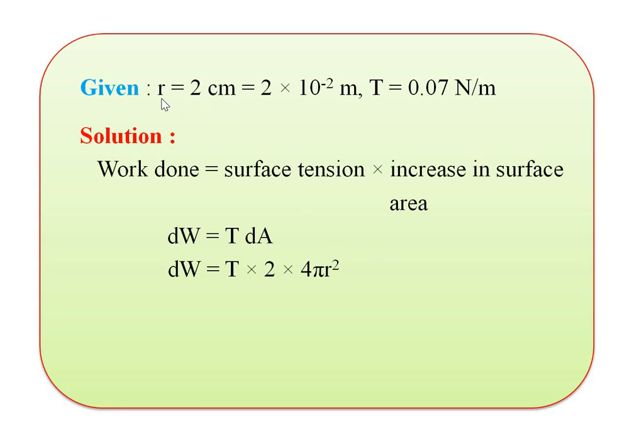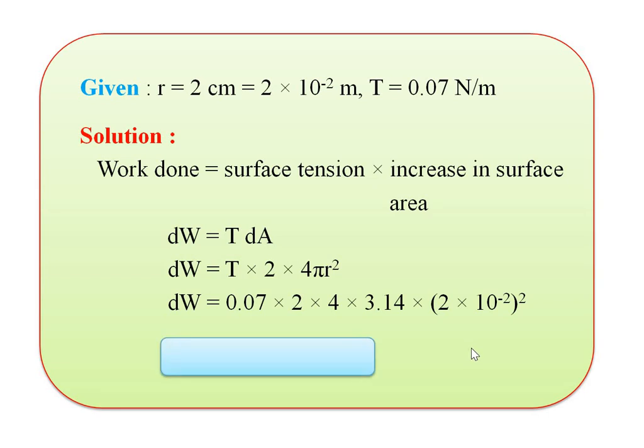So putting these values of R and T in this equation, we have to write dW is equal to 0.07, that means surface tension, into 2 as it is, into 4 into the pi value 3.14 into r square, that means 2 into 10 raised to minus 2 bracket square. So solving this simple calculation, we get dW having the value 7.038 into 10 raised to minus 4 joule.